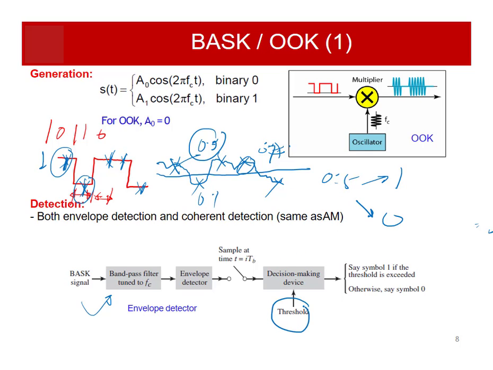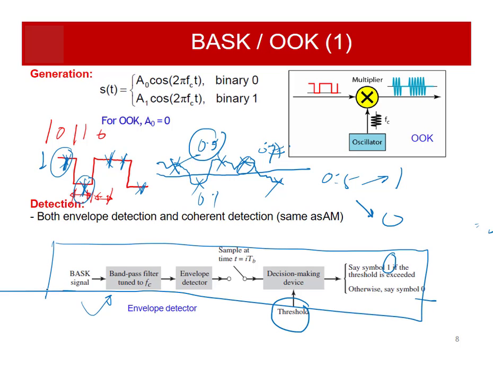You input the threshold. The threshold depends on the noise level of the channel. If the channel is very noisy, you have to set up, let's say, a lower threshold. But if the channel is very ideal, then setting a threshold of 0.5 is okay. So then you have to say that the symbol is 1 if the threshold is exceeded, and the symbol is 0 if the threshold is not exceeded. This is the whole block diagram of the BASK signal.